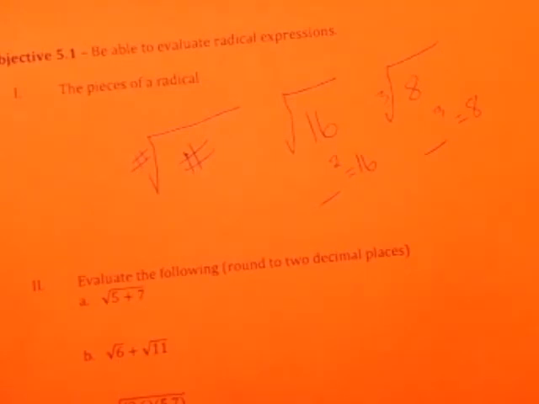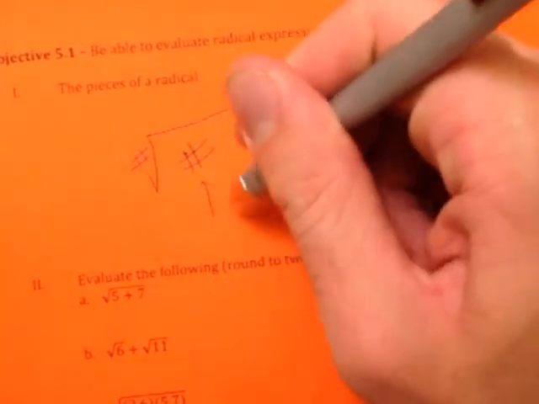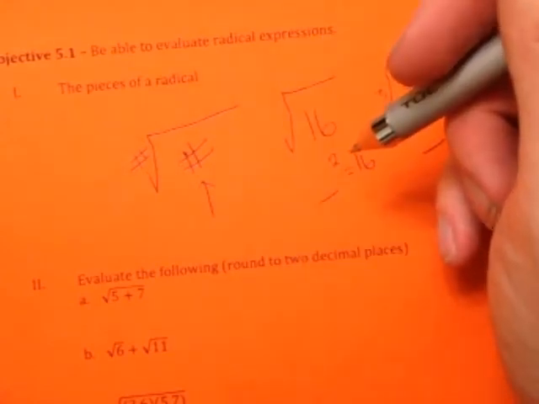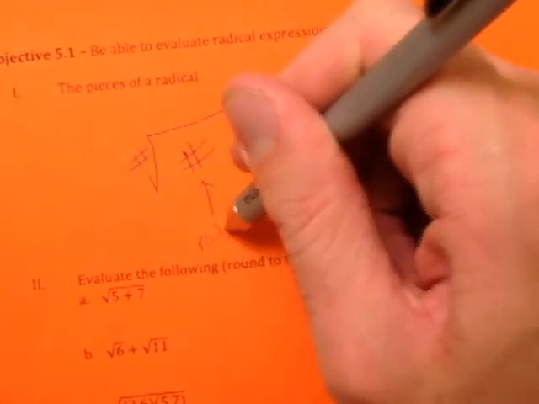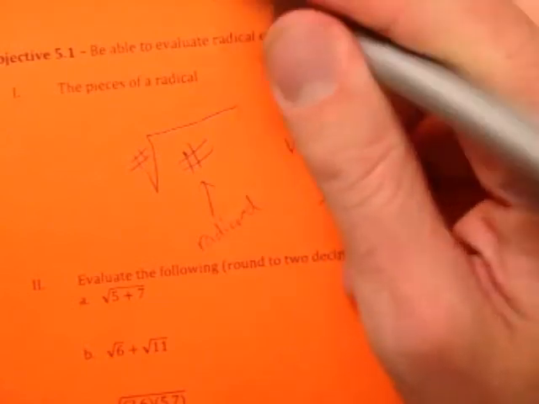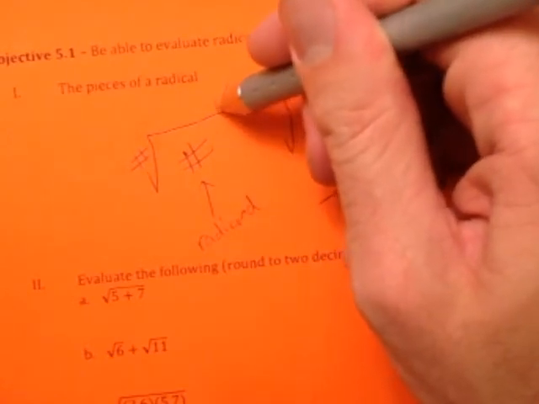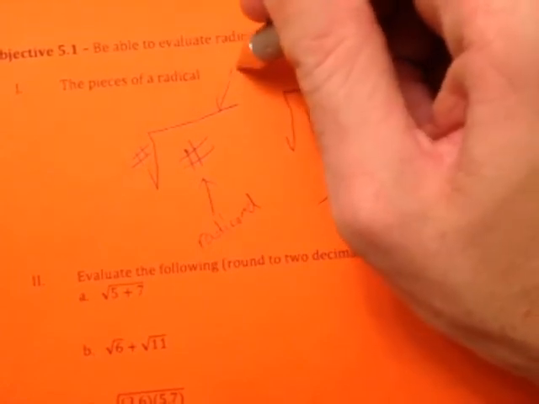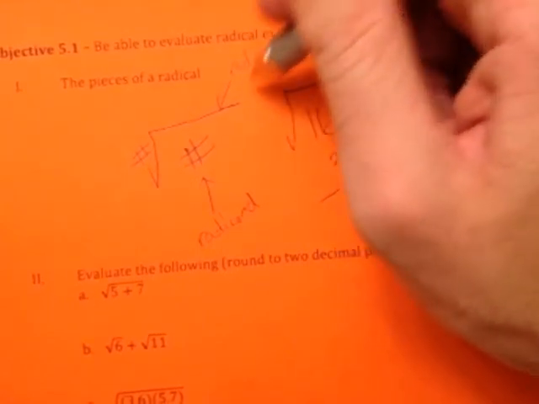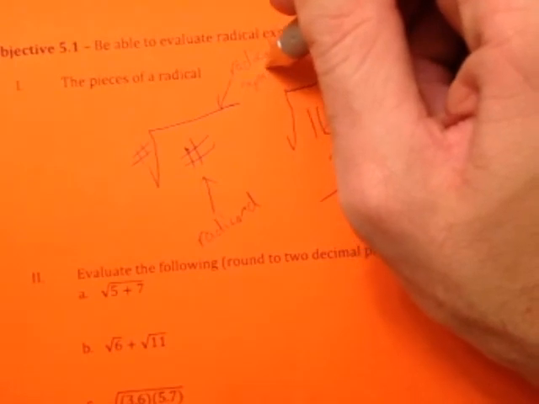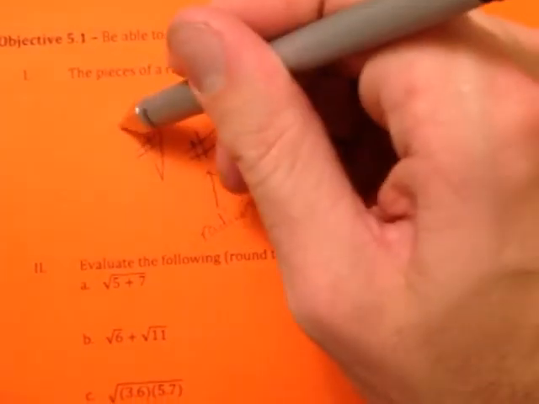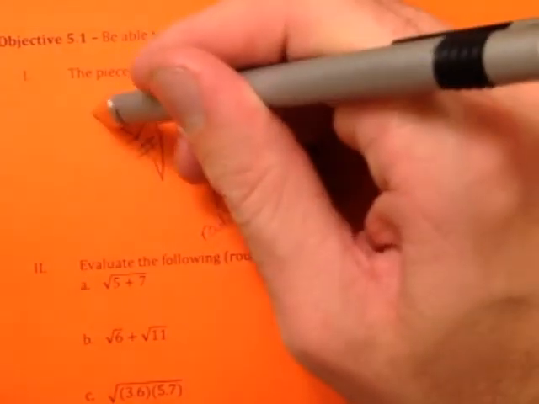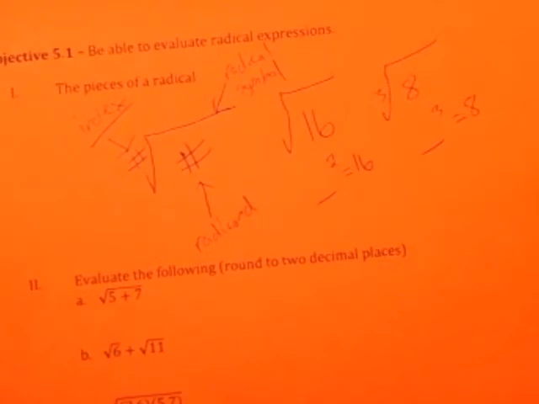So all of these different pieces, some of them have names. The number or variables, whatever's underneath the radical symbol, is called the radicand. The root symbol here is called the radical symbol, or the radical. And if you do have a number there, that's called the index. I haven't honestly used this word a whole lot, but the radical symbol and radicand are two very important terms.